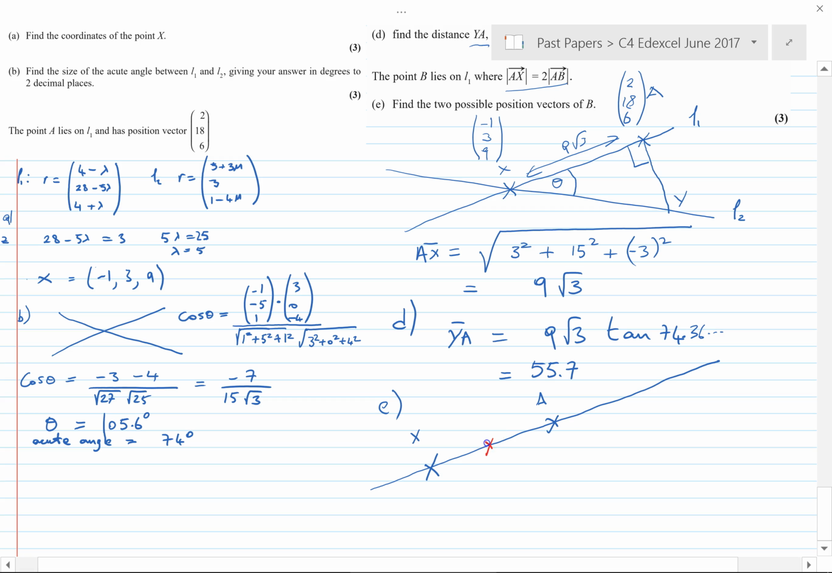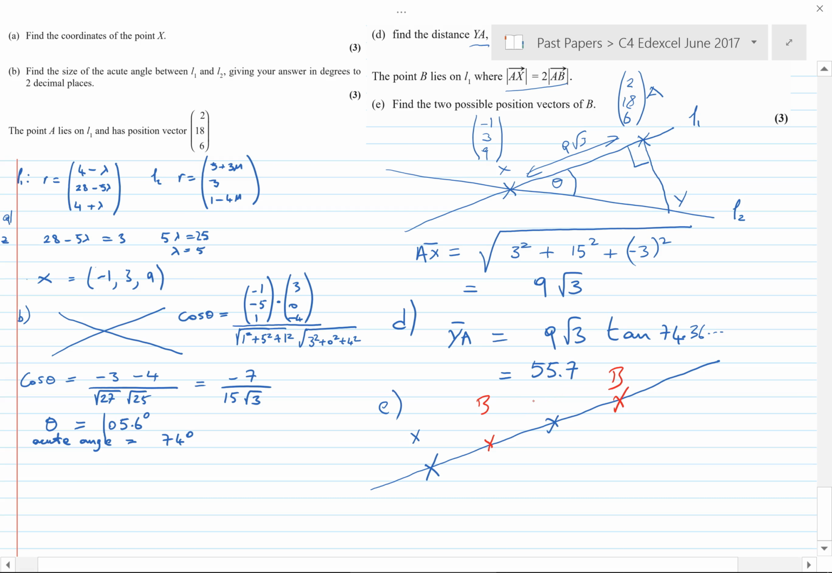Point B could be halfway between them, so that this length here is half of this length. Okay. Or point B could be over here. Remember, this is A. Just the same thing. That's going to be half of this length here. So we've got our two possible positions for B, which are there and there.